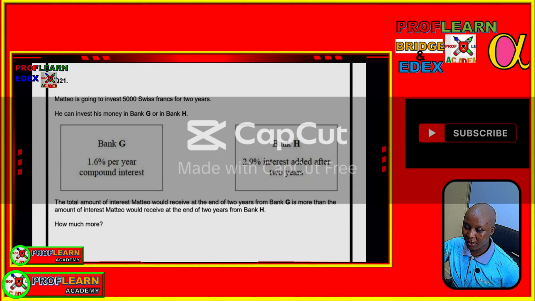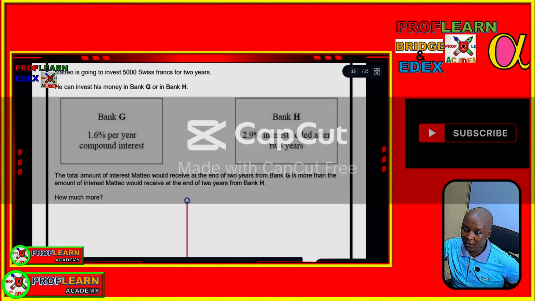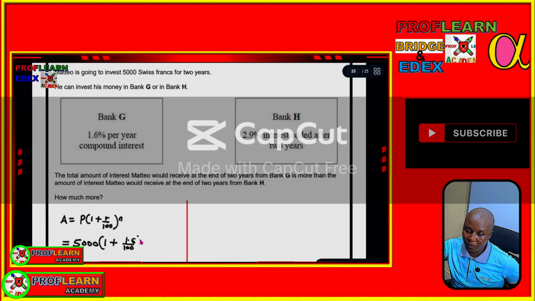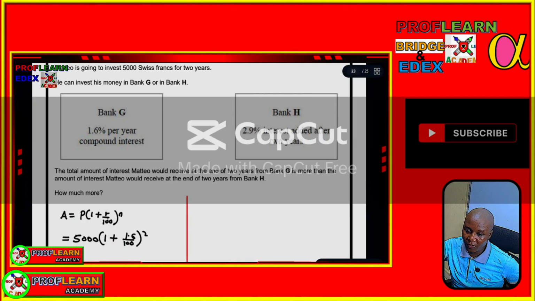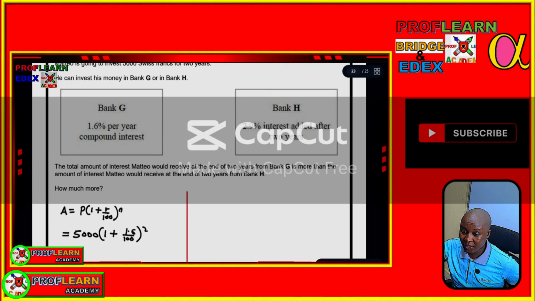So that is the part we are going to work out after this guy has invested 5,000 Swiss francs for 2 years. So we're going to work out the compound interest here. We're going to say amount for bank G. Amount is going to be P into 1 plus r over 100 raised to power n, but this is 2 years, so it will be 5,000 into 1 plus 1.5 over 100. Also it will be 1.6, not 1.5, 1.6.